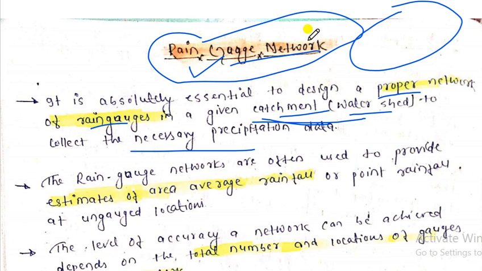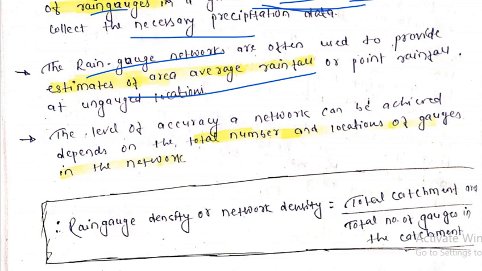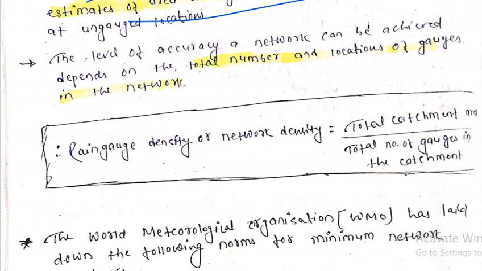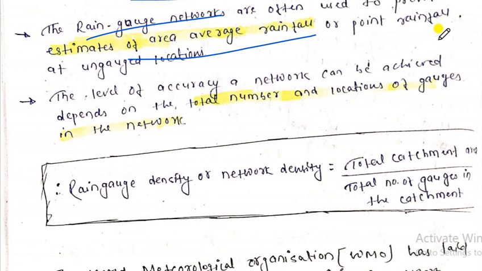Here, the rain gauge network is essential to estimate the average rainfall, meaning how much rainfall or precipitation takes place per day, per hour, or annually. We need to get all this information from the rain gauge network. The accuracy of the rain gauge network depends totally upon the total number of rain gauges used in the particular catchment area. Imagine this is a catchment area.